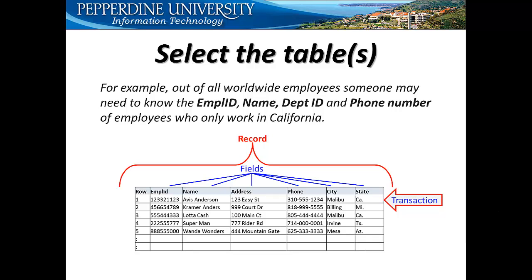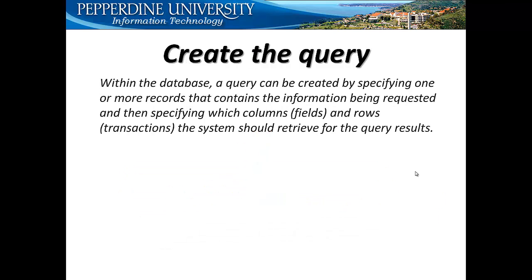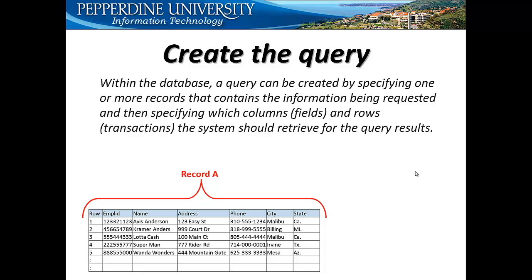So for an example, someone may ask the question or require specific information out of all worldwide employees. They would like to know the employee ID, name, department ID, and phone number of those employees who only work in California. We can obtain that information by creating a query.